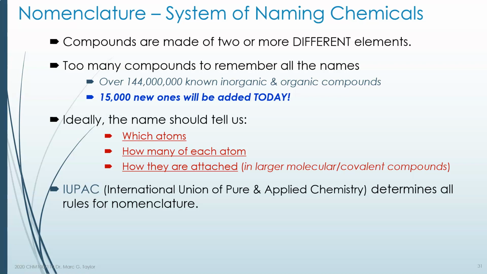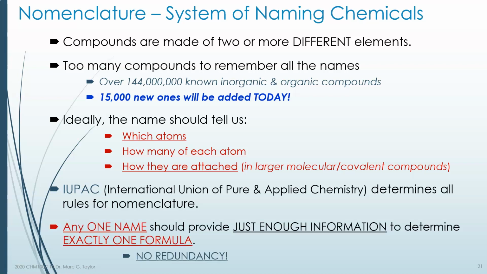IUPAC is the organization that determines the rules. This is the International Union of Pure and Applied Chemistry. They make the rules for how to name things, as well as how to name the elements that go into the various compounds. Any one name of a compound should always provide just enough information to give you exactly one formula. Therefore, one formula corresponds to one name, and one name corresponds to one formula.